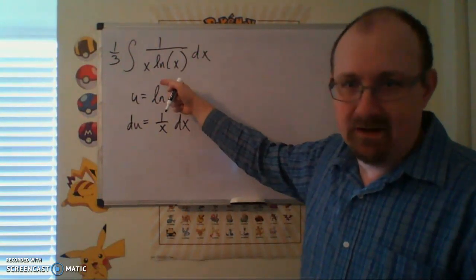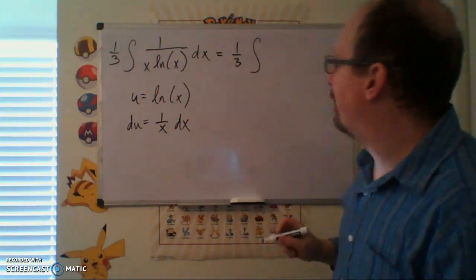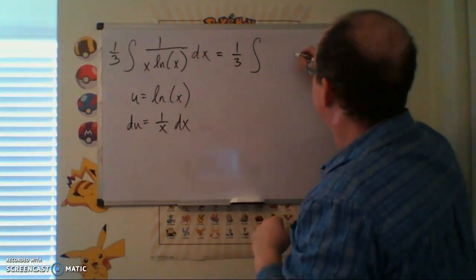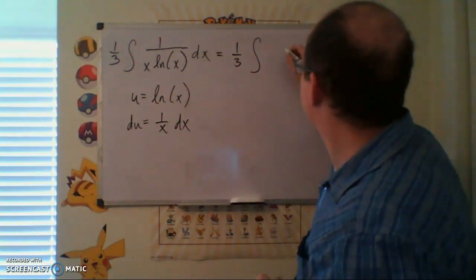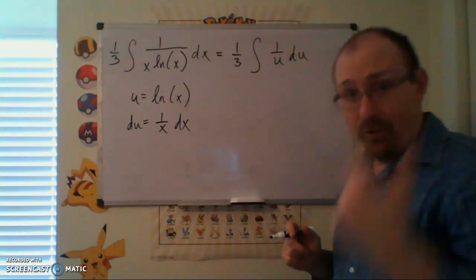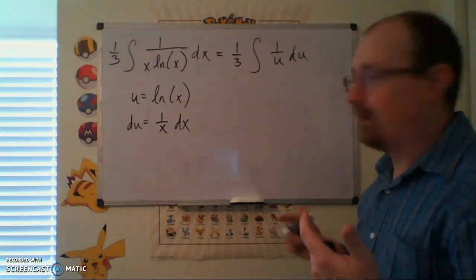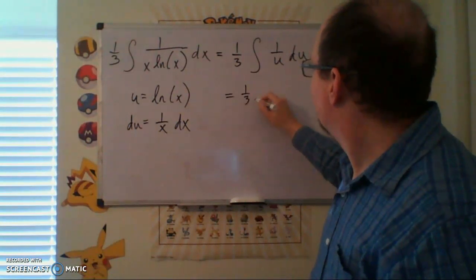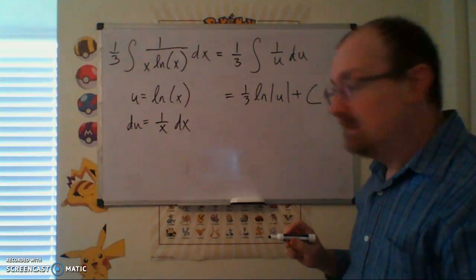All right, done being snarky. Anywho, so we still have the 1/3, 1 over x dx. That becomes my du. And 1 over ln of x leaves me with 1 over u. Yep, and the antiderivative of 1 over u, as we've seen already, is 1/3 ln absolute value of u plus c.